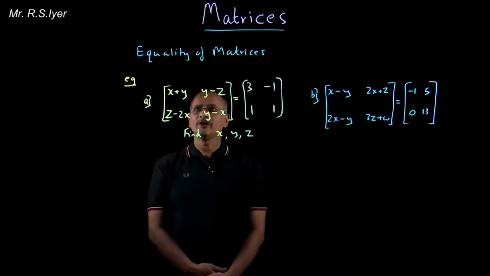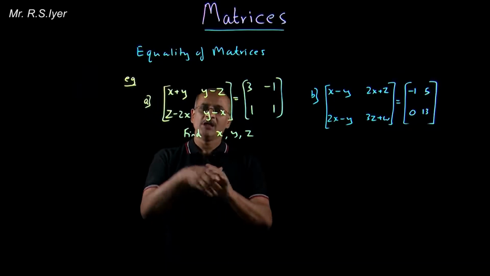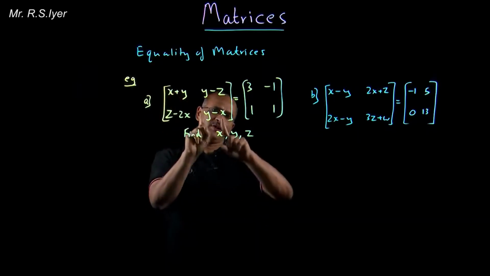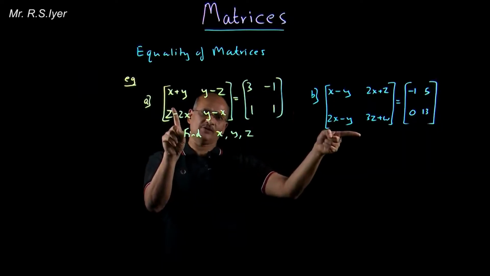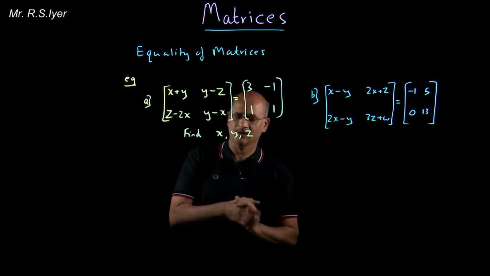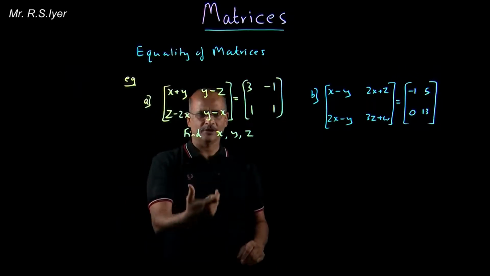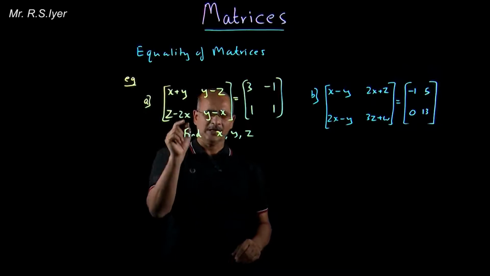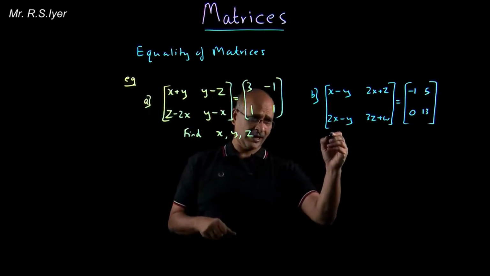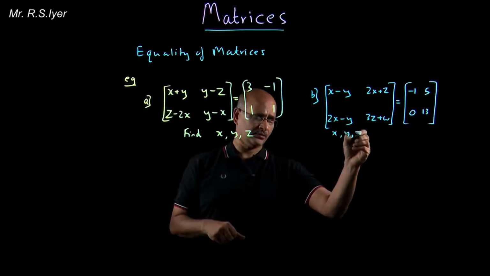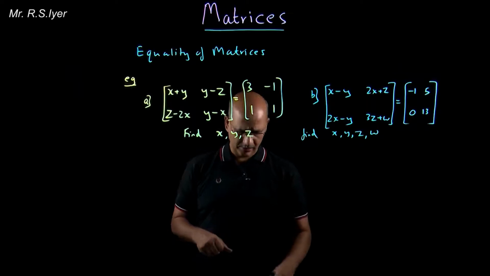So on equality of matrices, what is the important point you are going to remember? That every element corresponds to the same position element of the other matrix. That is very, very important. So let us see this question now. There are just two options I have given you. In the first case, they are asking x, y, z. In the second case, they are asking x, y, z and w. Find x, y, z and w.